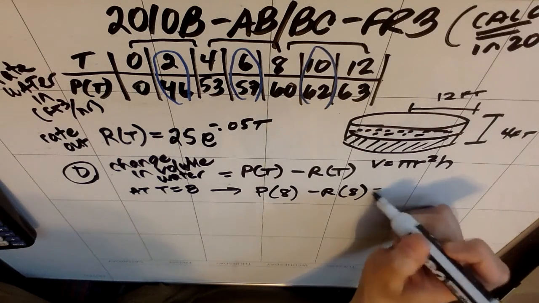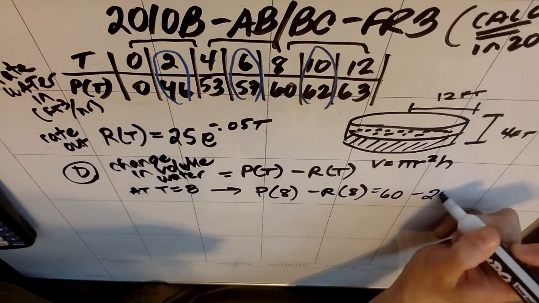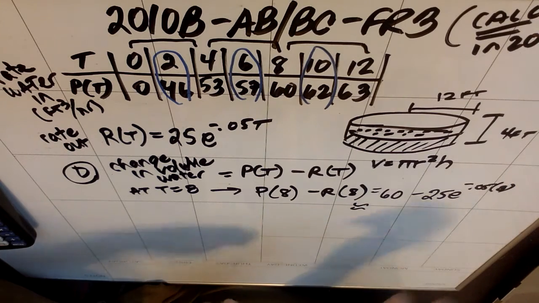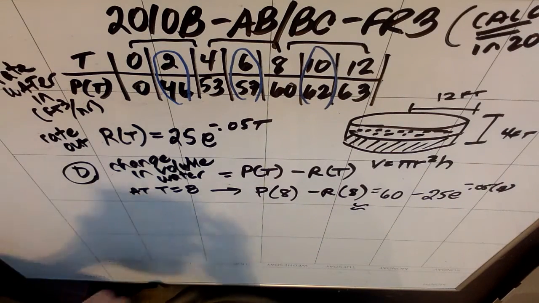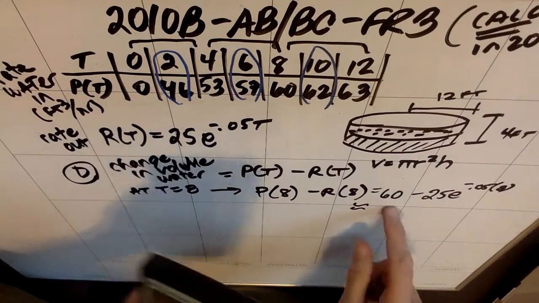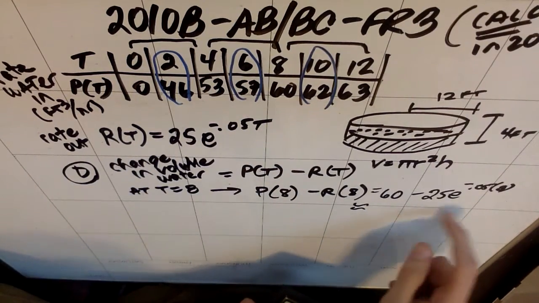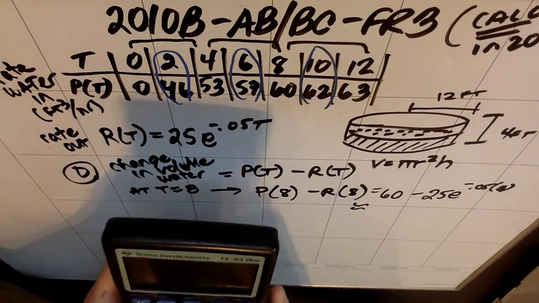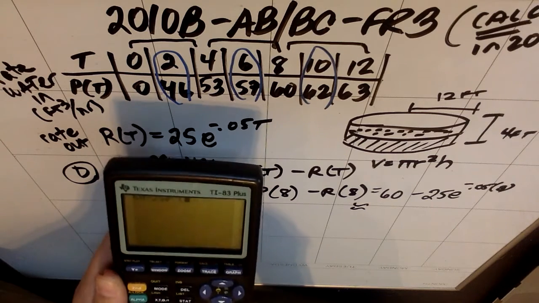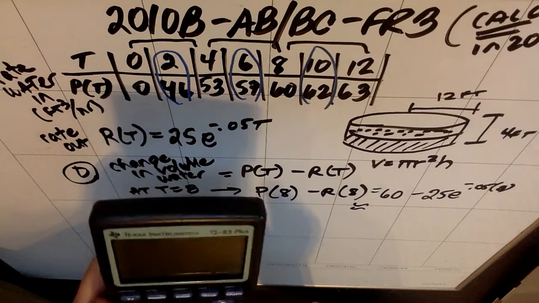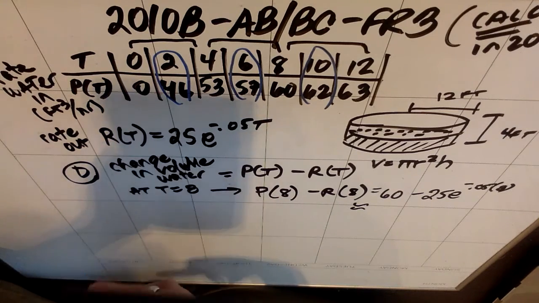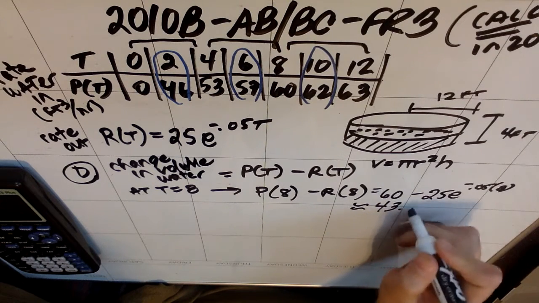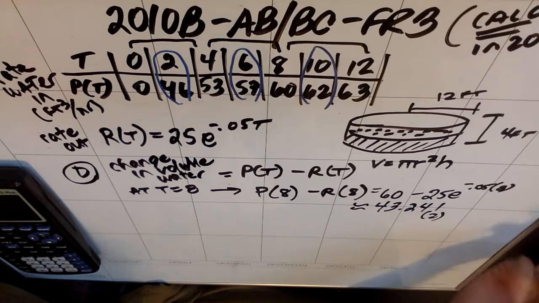I know P of 8. P of 8 is 60, and R of 8 is what happens if I plug in an 8 here, right? So I can find the rate of change of the volume of the water by doing 60 minus whatever decimal I get if I want to find this value first, or honestly, I could just type this in: 60 minus 25 e to the negative 0.05 times 8 and hit enter. And I get 43.241 or 2, depending if you round or truncate.